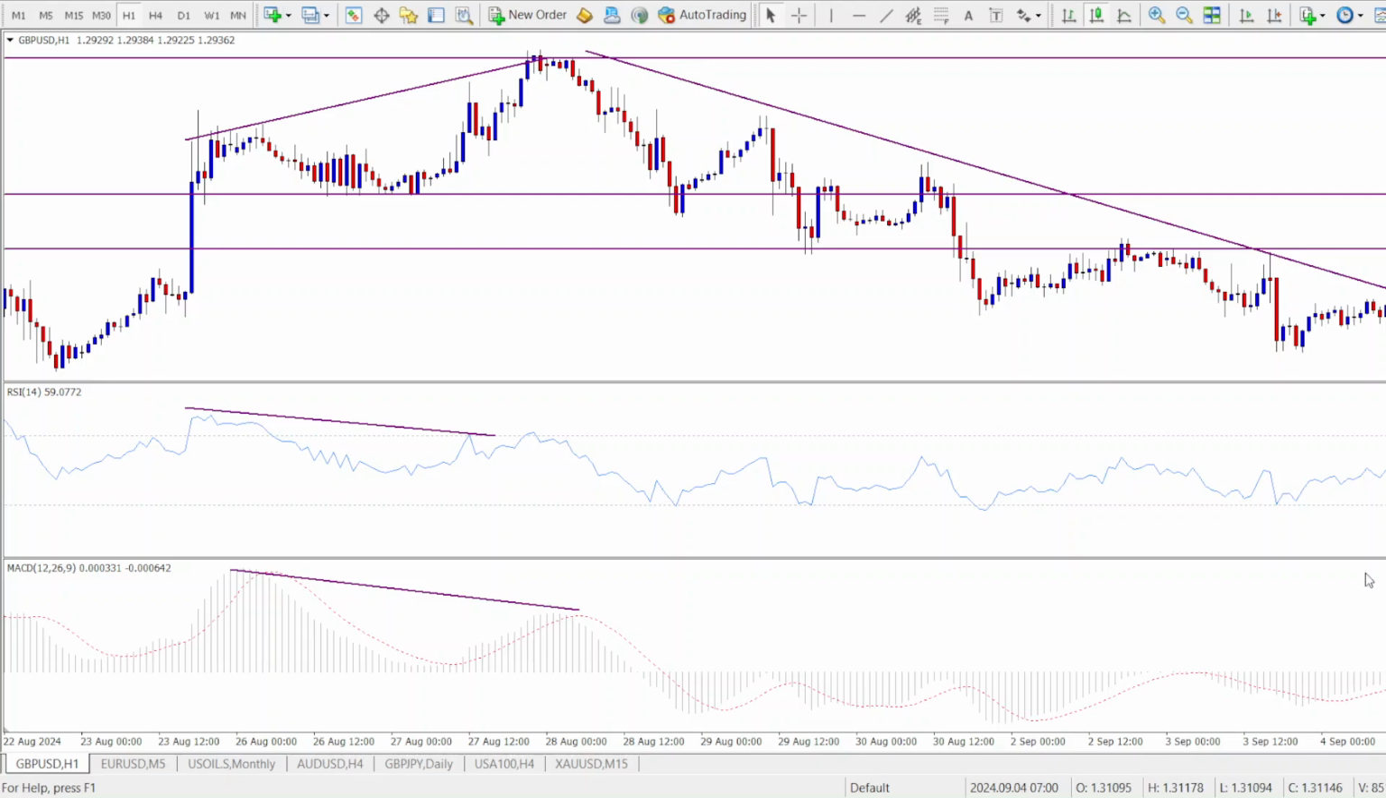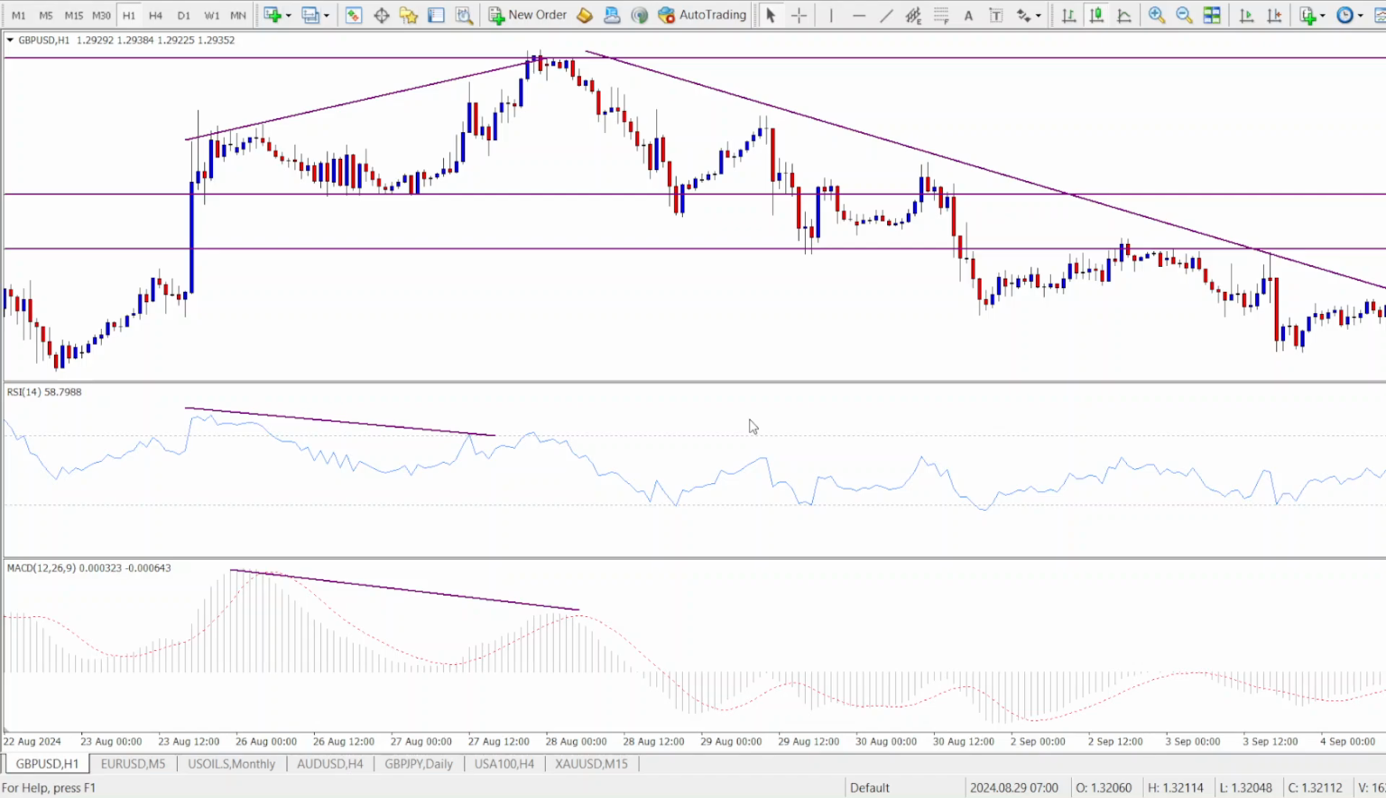For example, if the price is making higher high, like what we identified here, while the indicator is making a lower high, okay, this is a bearish regular divergence. On the other hand, if the price makes a lower low, while the indicator makes a higher low, this is a bullish regular divergence. So traders often look for these signals to prepare for a change in direction.